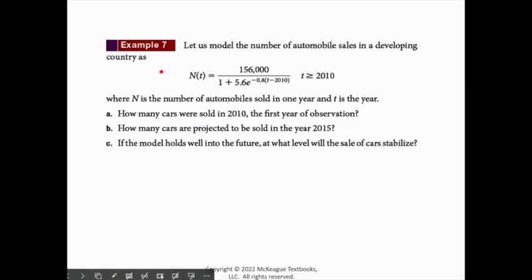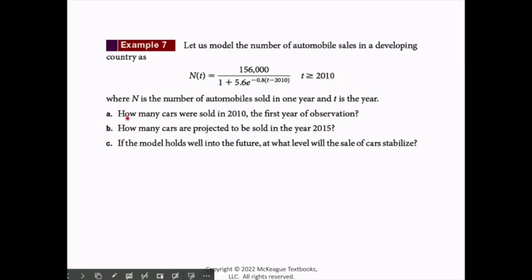So let's work through an example of a logistic model. Let us model the number of automobile sales in a developing country as, so this represents the number of sales, then our M is going to be 156,000. So that's where we're going to assume that it levels out. Our growth constant is 0.8. And then we're doing this so that t is greater than or equal to 2010. So this is where we're going to start, at year 2010.